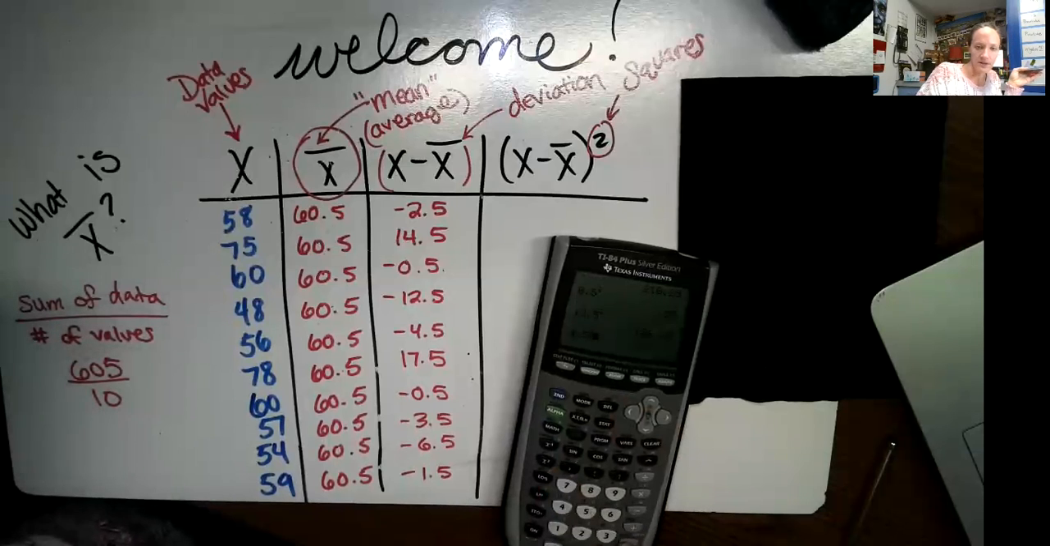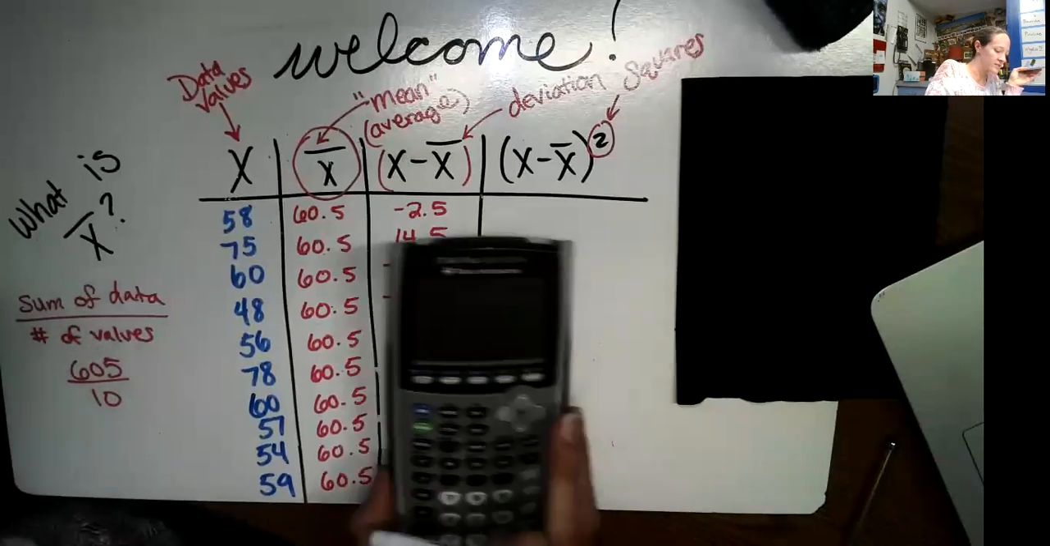I'm finding each of my little squares, typing in everybody. I'm going to come back and grab them all in just a second. I have 17.5 squared. 0.5, I already did that one, so I'm not going to do that one over again. 3.5 squared, 6.5 squared, and 1.5 squared.